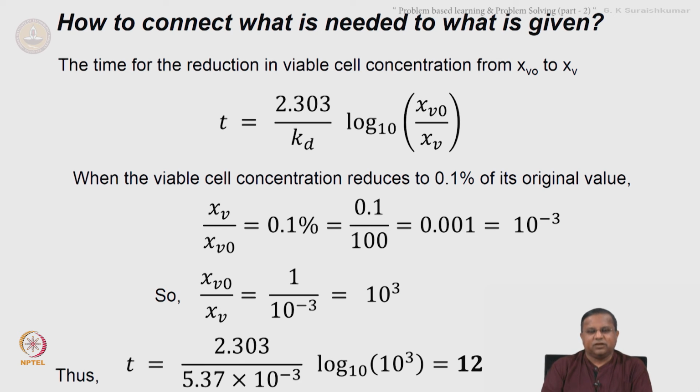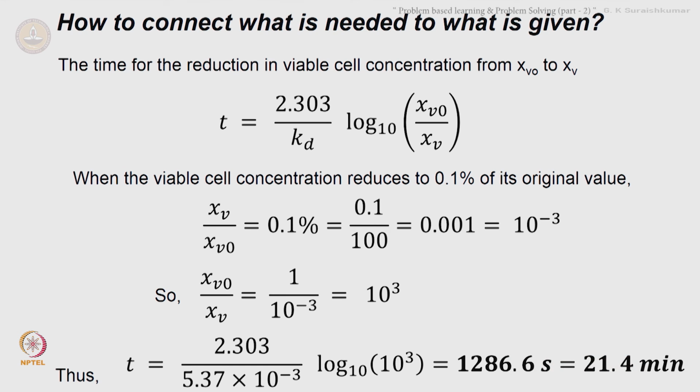and therefore, the time for the viable cell concentration to go to 0.1% of its original value, you substitute all the values that we found earlier, 2.303, k d we found from part A, and then x v naught by x v is 10 power 3 as we found out here. You substitute all this, it will turn out to be 1286.6 seconds or 21.4 minutes.